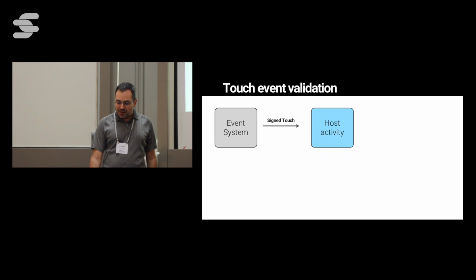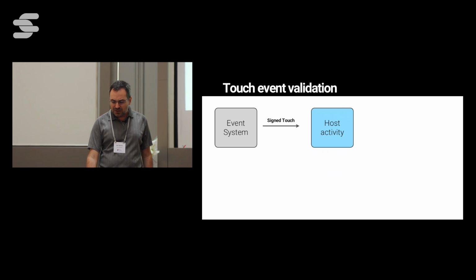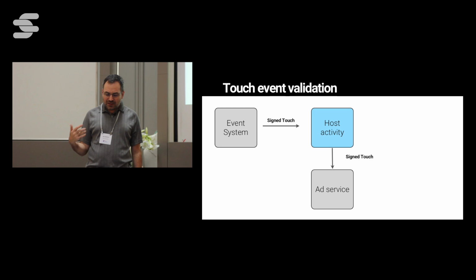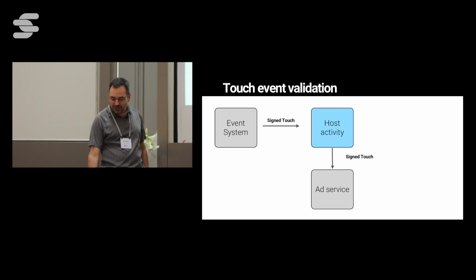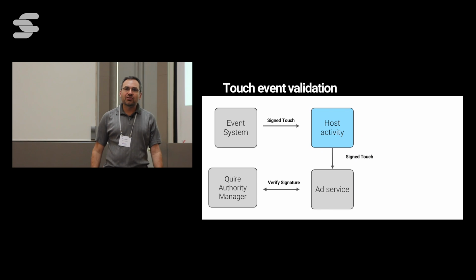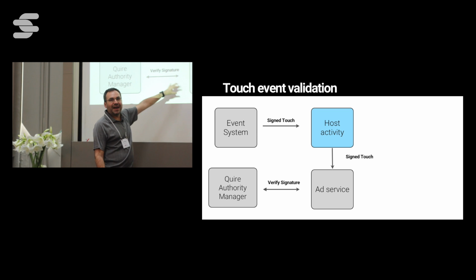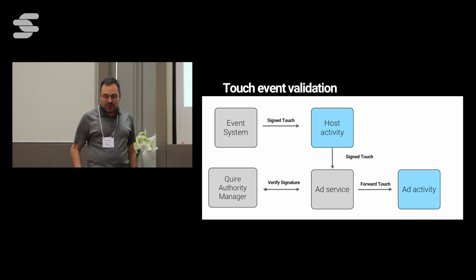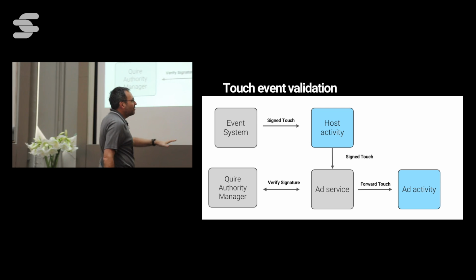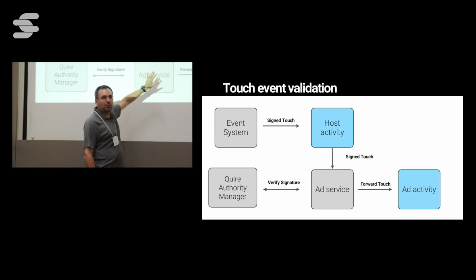So the event system sends a stream of these HMAC signed touch events to the host activity, that's the application. It then passes on the ones it cares about to the ad service. And then the ad service can talk to our authority manager. So this is the expensive call, but this doesn't happen very often. And then that can say, all right, you're good. And then you can pass it on to the ad activity. This is the original unmodified AdMob code. And this is a wrapper that we put around the AdMob code to do all the extra security features.